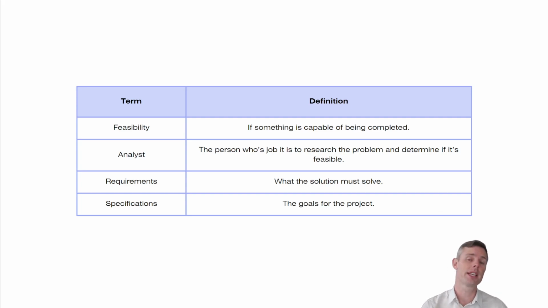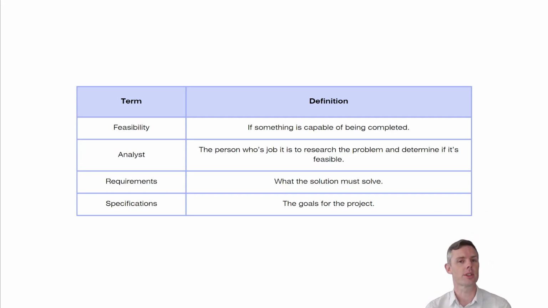Feasibility, if something is capable of being completed. So in other words, do we have the time? Do we have the money? Do we have the people? Do we have the skill? An analyst, this is a person whose job it is to determine if something is feasible. In our case, for software development, we want to determine, is the software that our client wants able to be made? And is it able to be made within the limitations of our project?